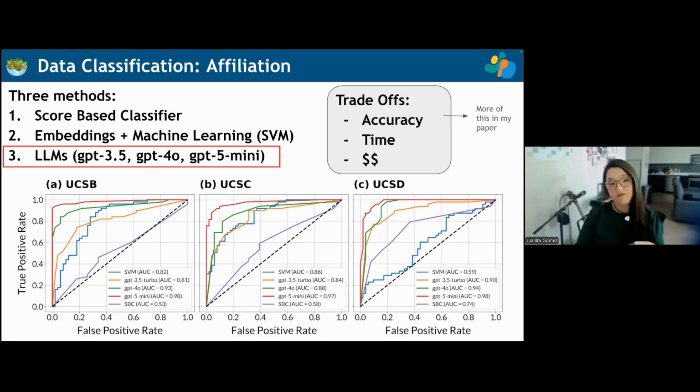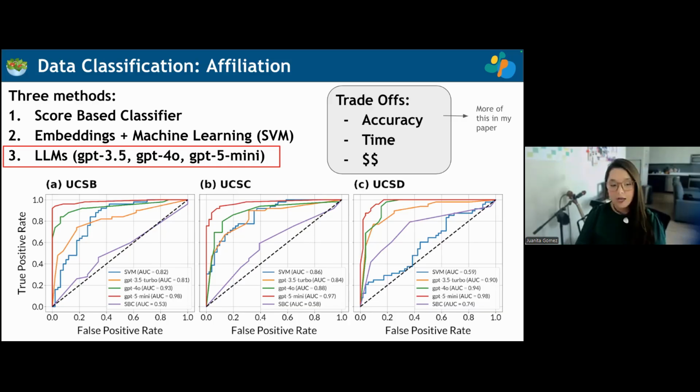classifier that's free and doesn't require that much time, but it's not very accurate. If you're talking about embeddings and machine learning, because this is a supervised machine learning model, you do have to do some manual labeling, which requires a lot of time, but it's actually cheaper. And LLMs, of course, the trade-off is the money. I only use OpenAI models because I have credits with my university, but I haven't tried other models that might be cheaper or even free. So I'm not necessarily saying that LLMs are expensive, but they do require a cost in this case.